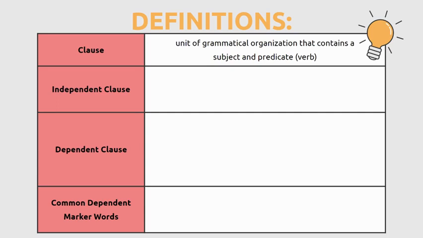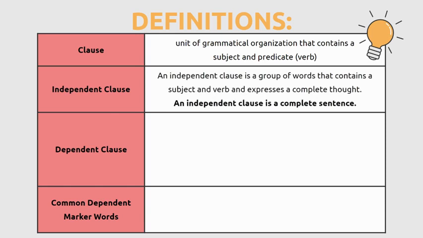So an independent clause is a group of words that contains a subject and a verb, and it expresses a complete thought. So notice this is bold. An independent clause is a complete sentence. When we're identifying clauses, if it's independent, that means we have a complete sentence. We can put a period on it, call it a day.